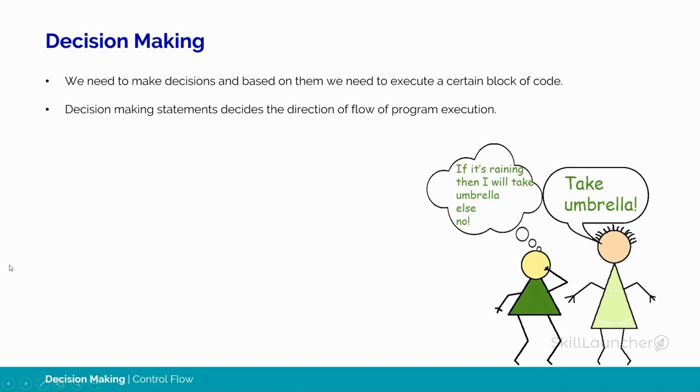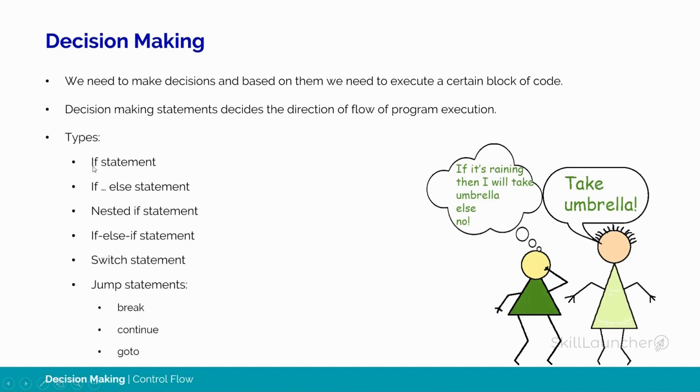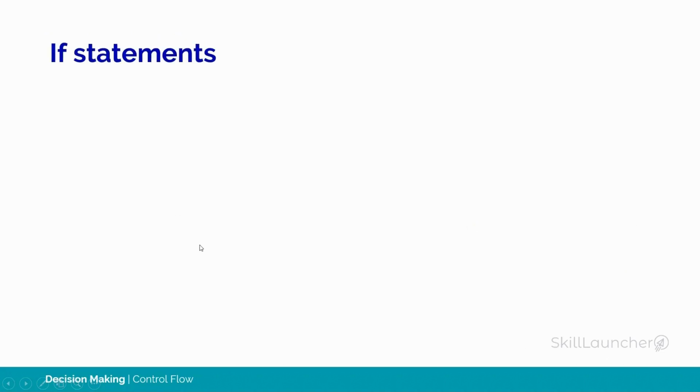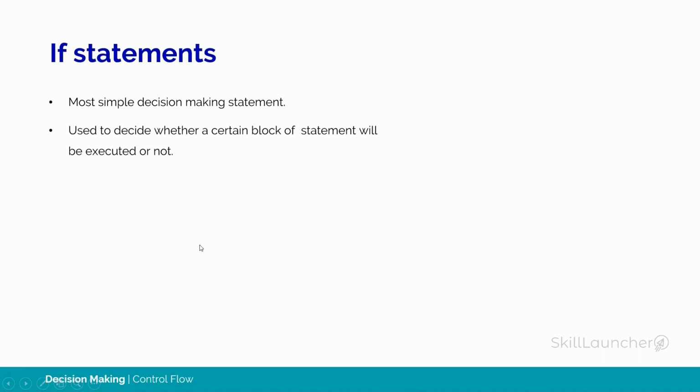The decision-making statements available in C programming are if statement, if-else statement, nested if statement, if-else if statement, switch statement, and some jump statements. In this lesson, we will be discussing the first four types. So let us start with if statements. If statement is considered the most simple decision-making statement. It is used to decide whether a certain statement or block of statements will be executed or not. That is, if a certain condition is true, then the block of statements will be executed, otherwise it will not.